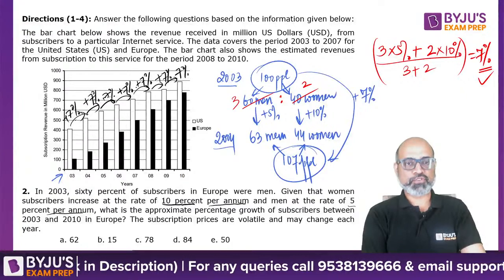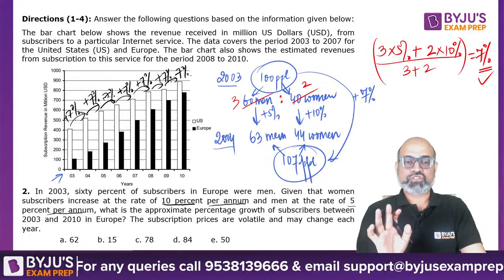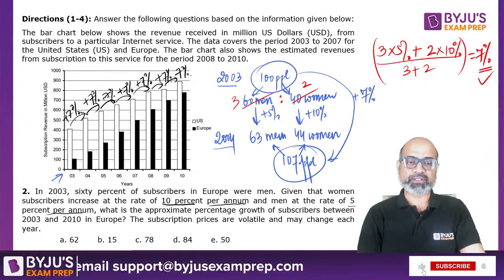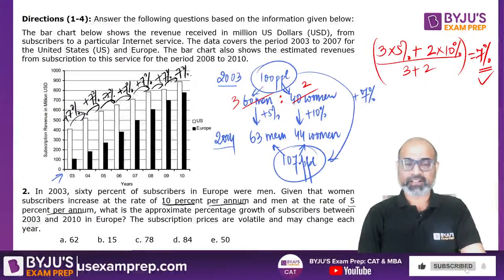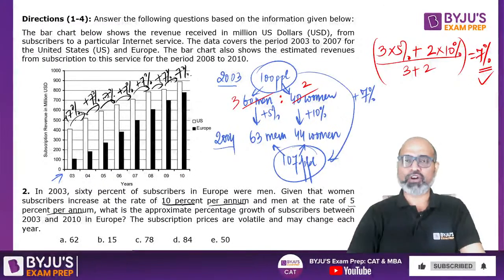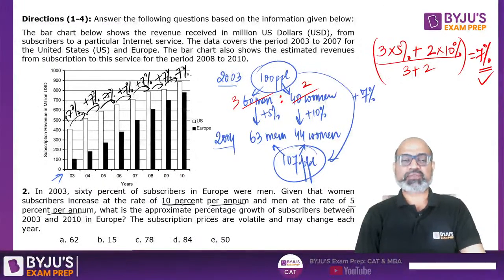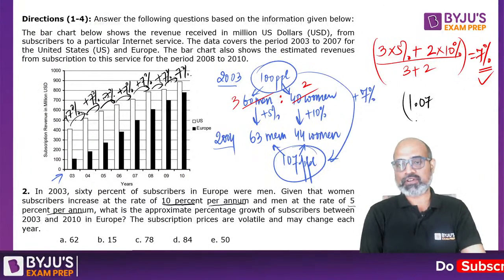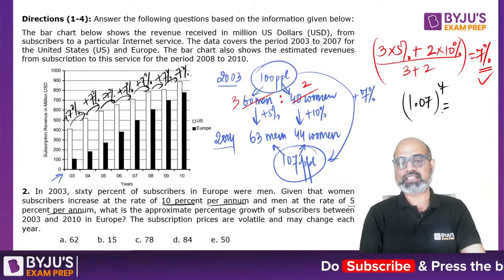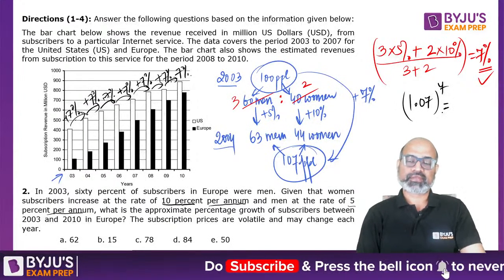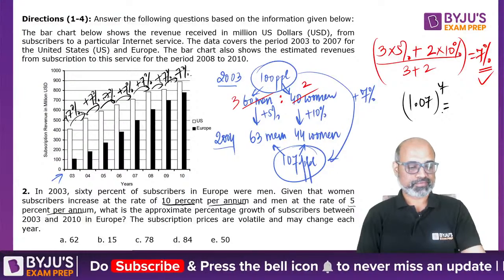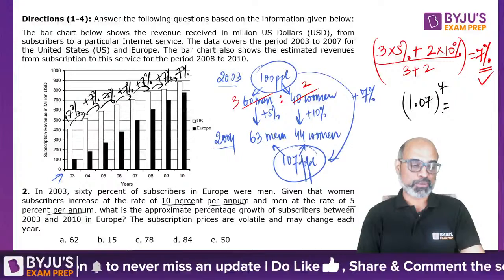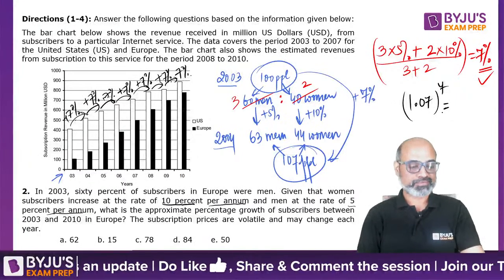One, two, three, four, 5, 6, 7. So 7 times 7% increase will happen, right? So what will be the successive effect of all of these 7 times 7%? In other words, what is 1.07 whole to the power 7? What will this result in? Any idea? 1.07 whole to the power 7 will result in what?